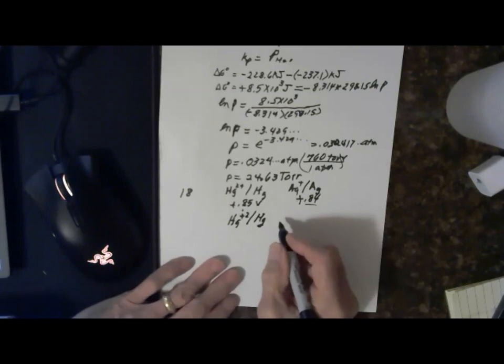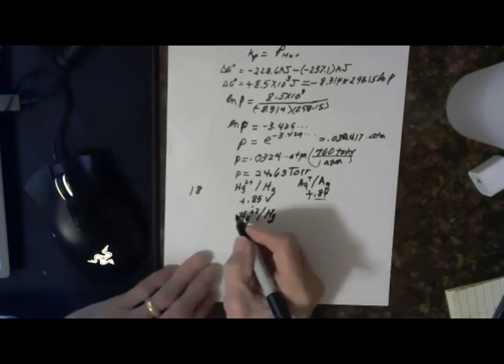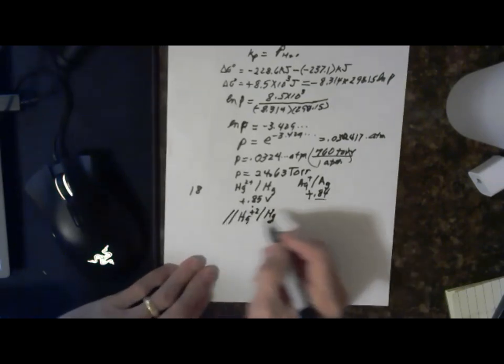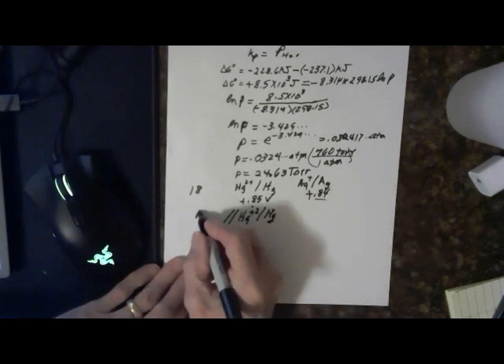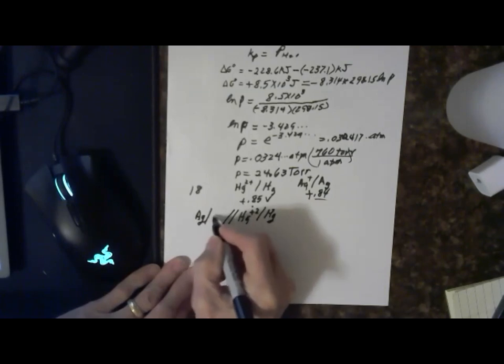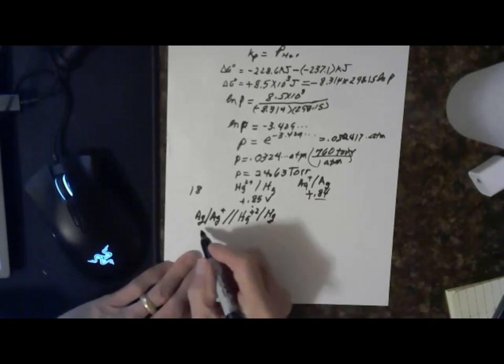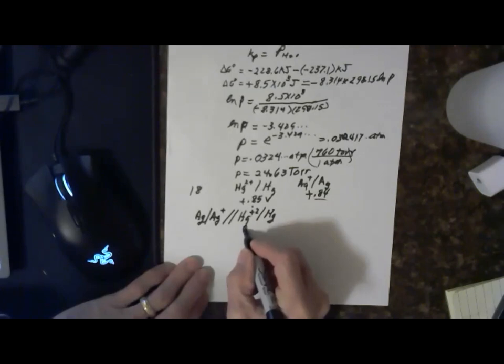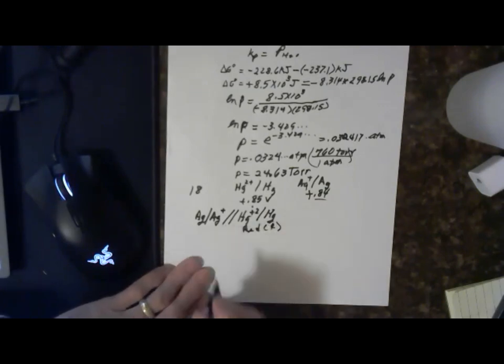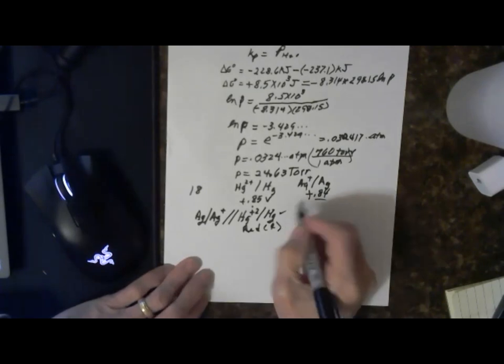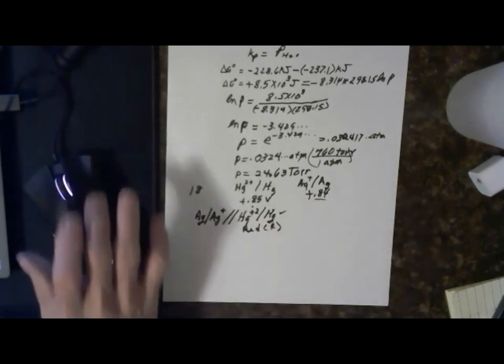And reduction is supposed to be on the right of my cell, so I should have thought ahead. Reduction's on the right, so oxidation is going to be the left. So I'm going to go to Ag to Ag plus on the oxidation cell. So the reduction is on the right and oxidation would be on the left. So this is what we're looking for in the answer.